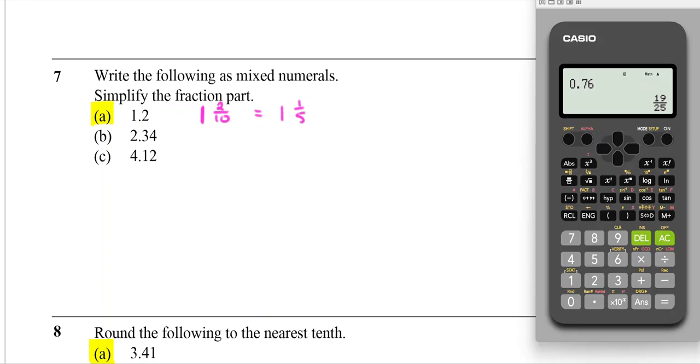Again, you could do all of that on your calculator. You type in 1.2, press equals, press the SD for an improper, but we don't want improper. What do we want? Mixed numeral. What do I press? Good. Shift SD, and there's the mixed numeral. Simplified. Done for you.